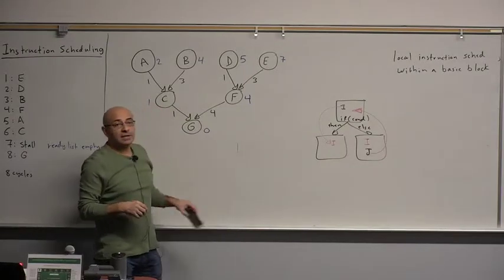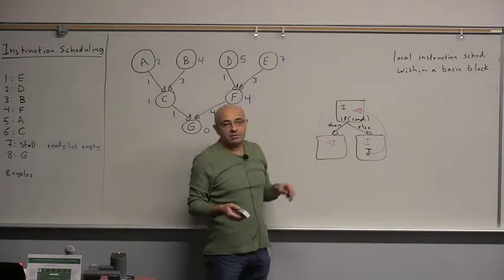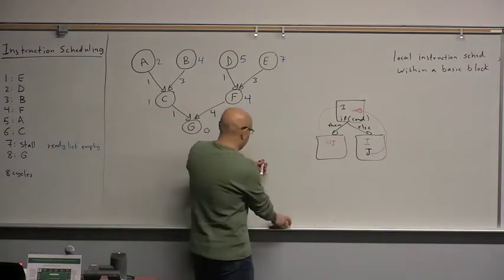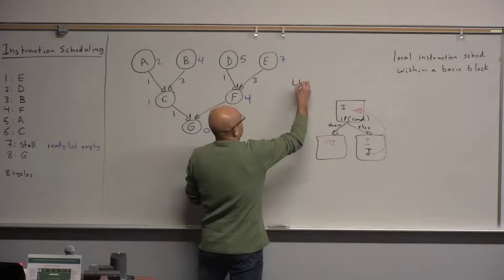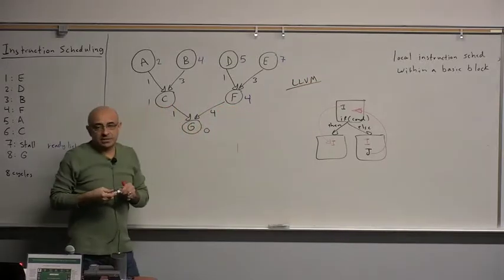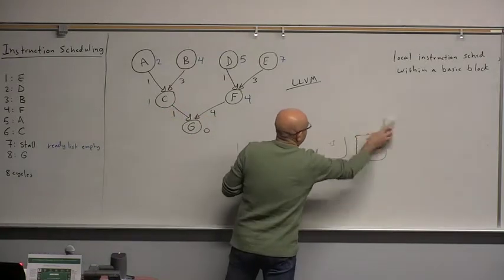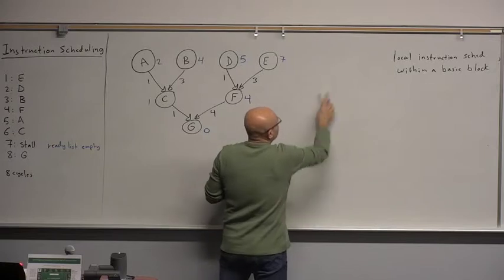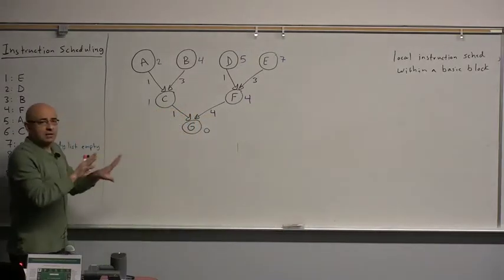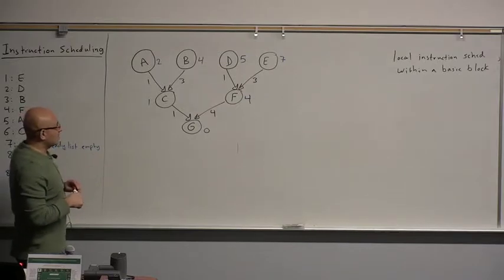And that's why some production compilers do not implement global instruction scheduling. They only implement local. And one of them is the LLVM compiler. The LLVM compiler does not implement global instruction scheduling. It implements local instruction scheduling. So now we are 100% focused on local instruction scheduling.